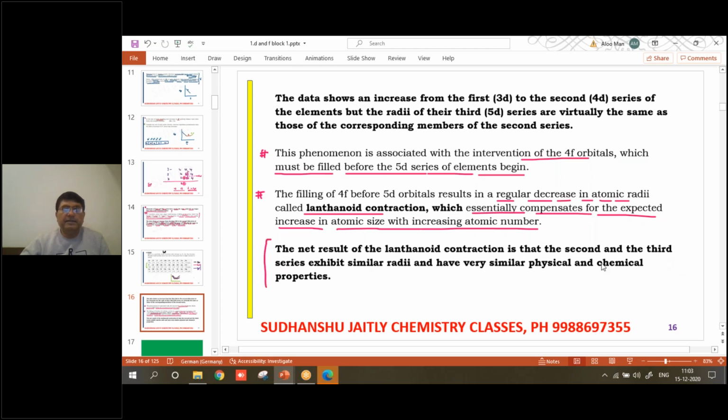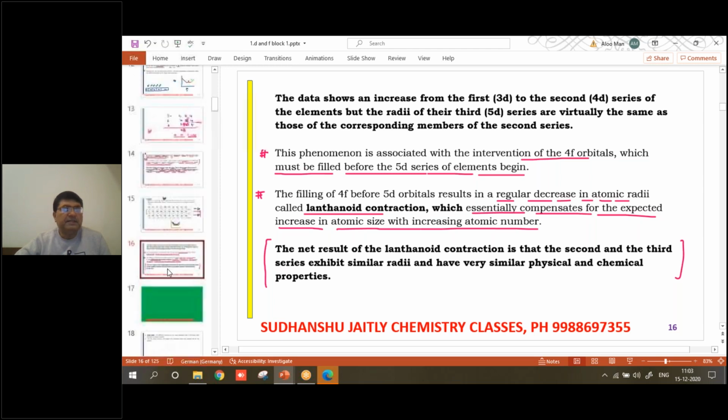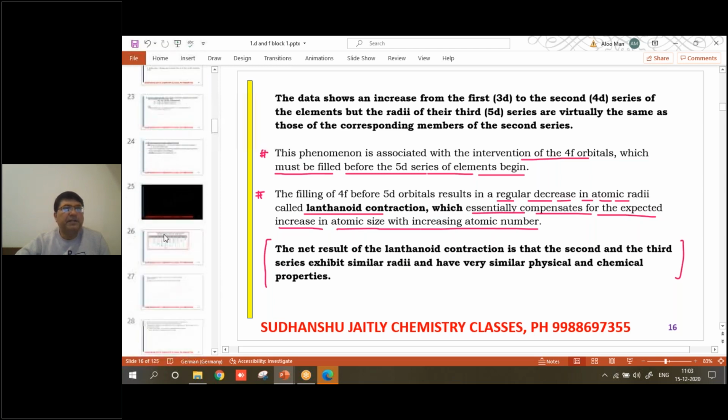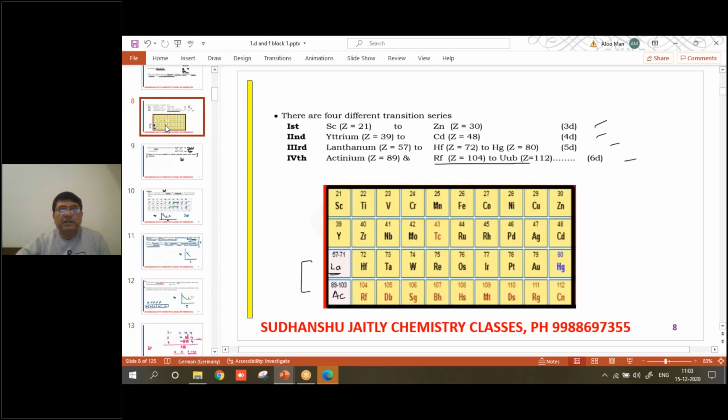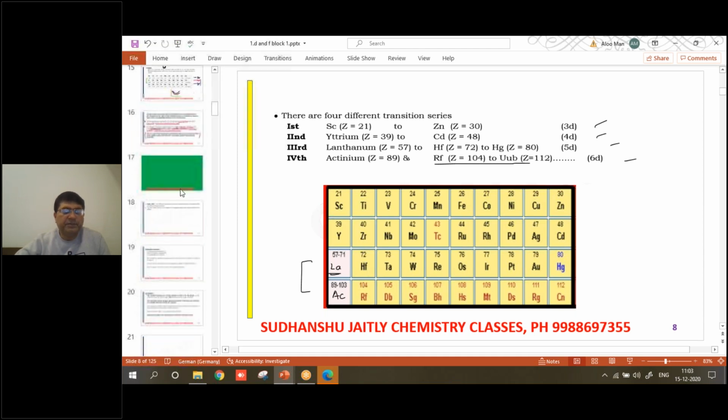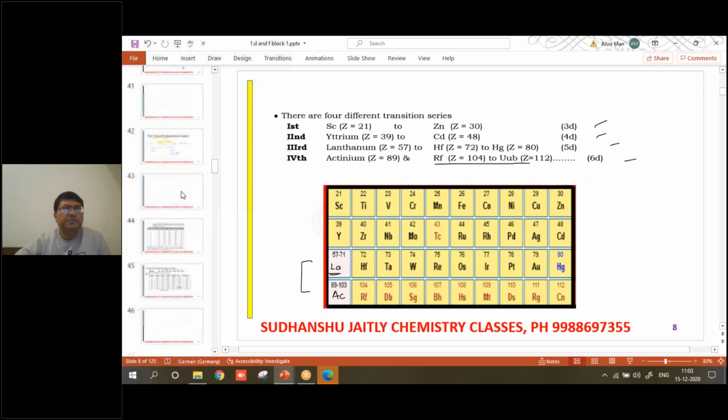The net result of lanthanide contraction, again a single word has come, is that the second and third series exhibit similar radii and they have very similar physical and chemical properties. Page number 16, I will come back to it shortly. Okay, page number 16. Look at this, just a minute, son. Look at zirconium and hafnium, second and third transition series, 40 and 72. We will come back to page 16 also, no problem.